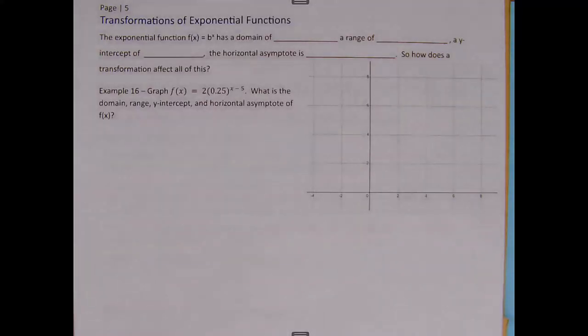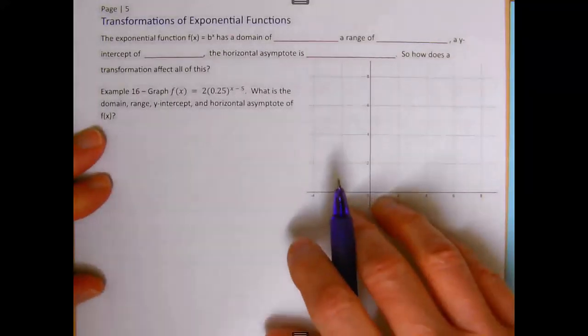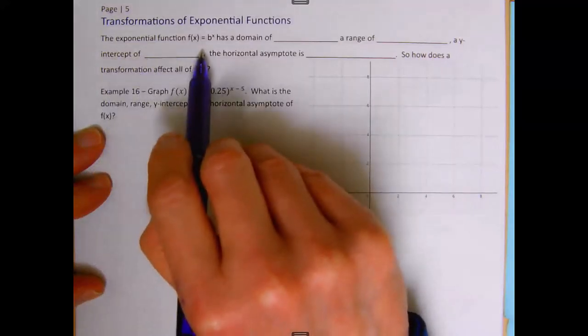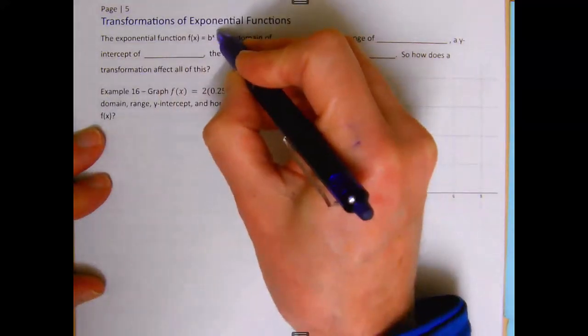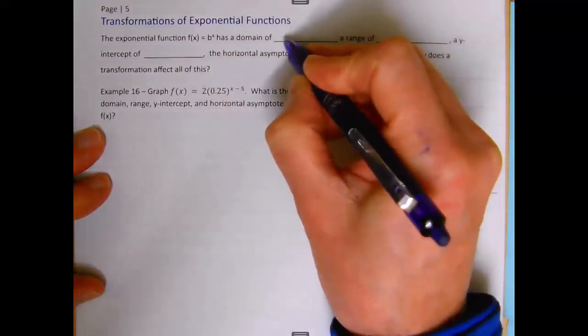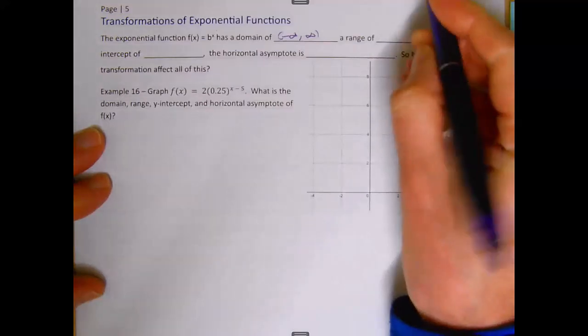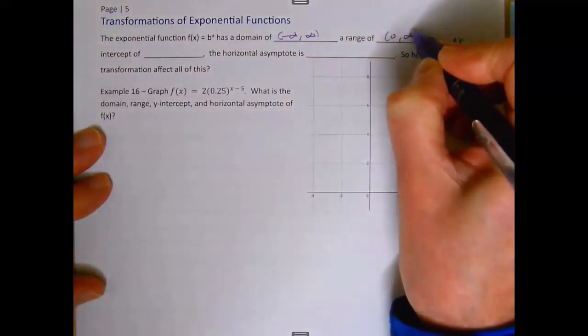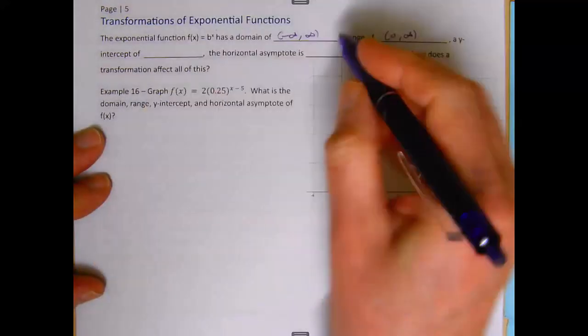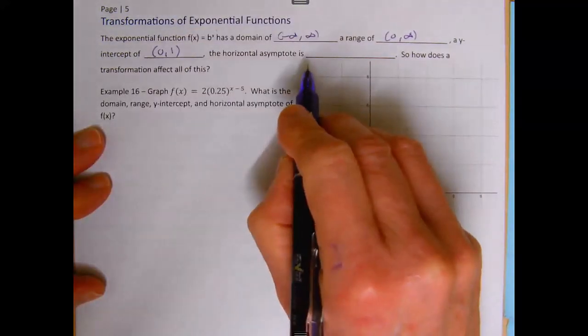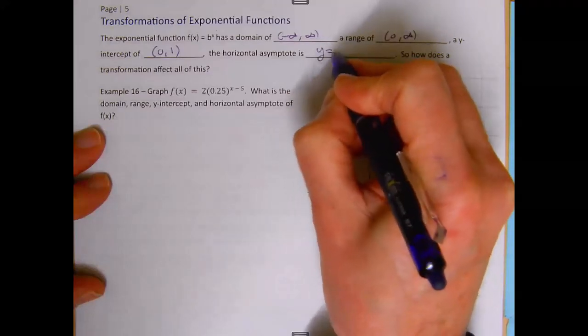Let's look at transformations of exponential functions. It's a topic we've looked at in the past, but we're going to look at it for exponentials. So the exponential function f of x equals b to the x, notice it's basic, like a parent function, has a domain of negative infinity to infinity and a range of 0 to infinity, a y-intercept of 0, 1, and a horizontal asymptote of y equals 0.